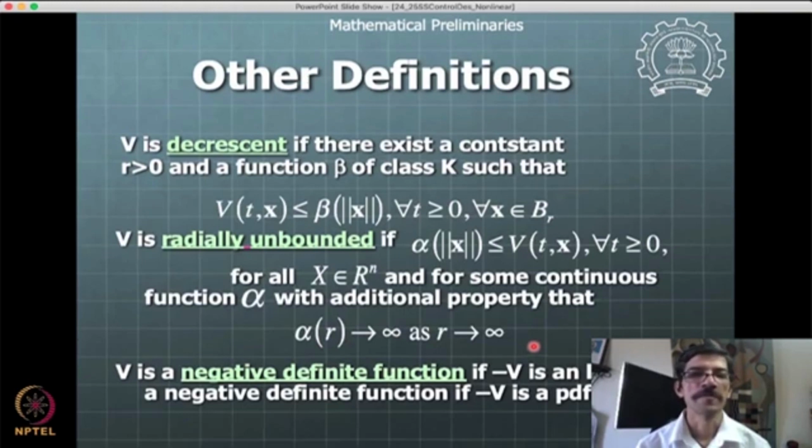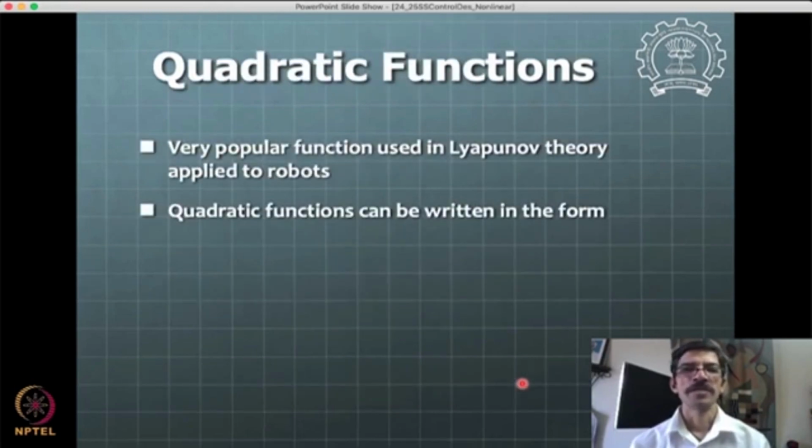So the function is decrescent with a bound from above, and radially unbounded if the bound from below goes to infinity as t tends to infinity. And it is a negative definite function if minus V is a positive definite function, or negative LPDF if minus V is LPDF. So these are the more definitions that we have. I think these are the main fundamental definitions here, and then we start using the other concept of quadratic functions.